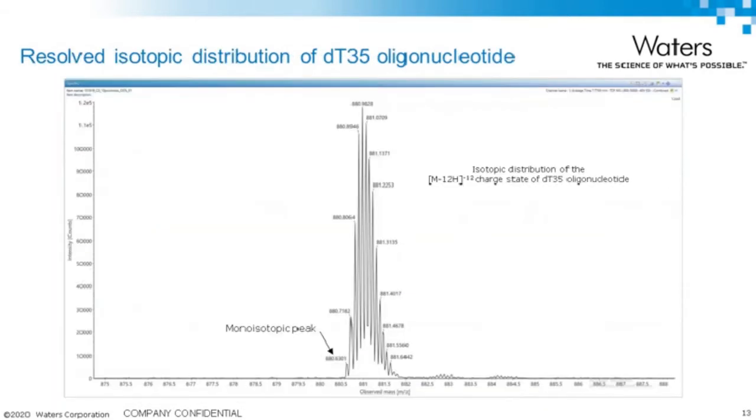Here we have an example of the -12 charge state of the largest oligo in this mixture, DT35, or 35-mer. As you can see, with 10,000 MS resolution, the BioAccord system is able to resolve the isotopic distribution of this oligonucleotide, and the monoisotopic peak can be detected here. This helps us to improve the mass accuracy for the deconvolution process.